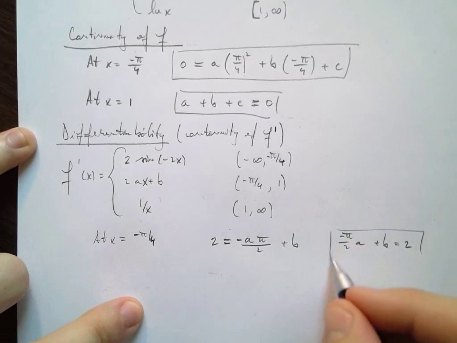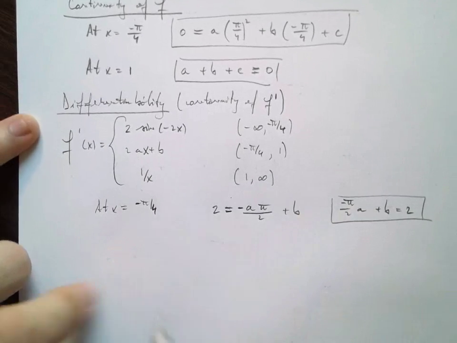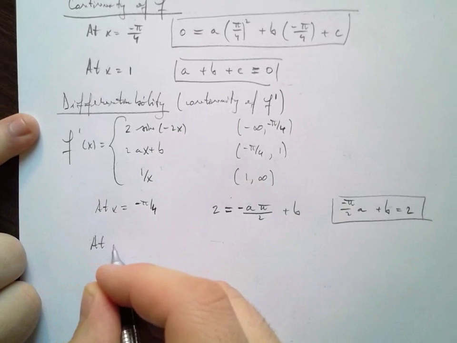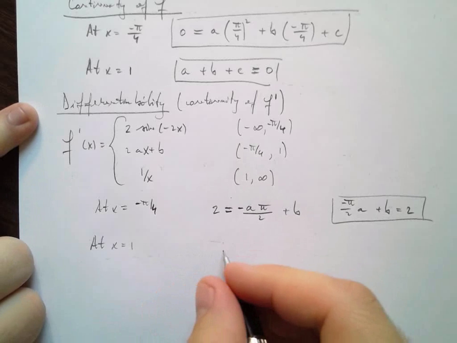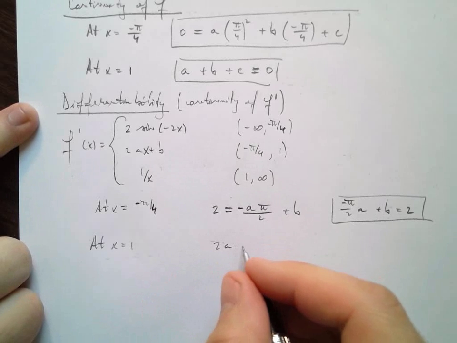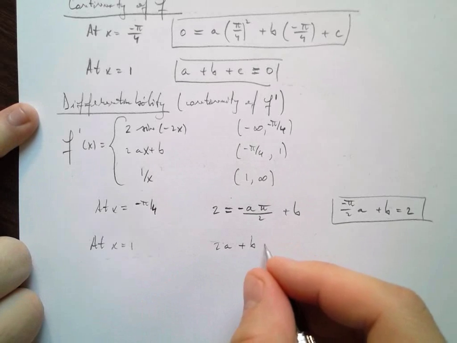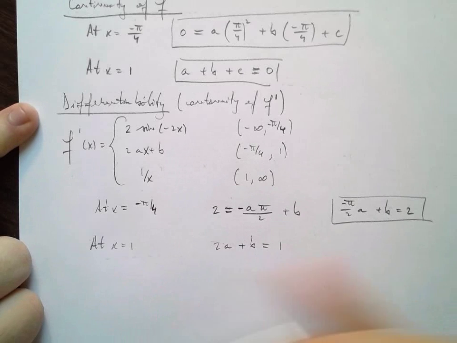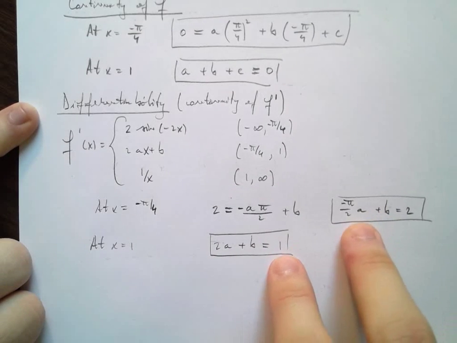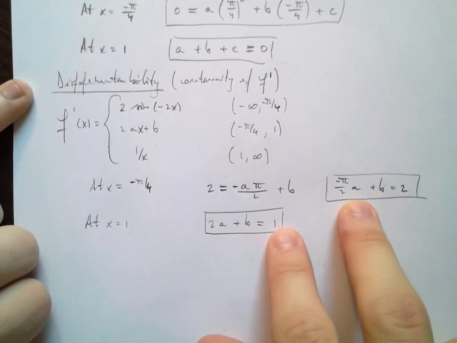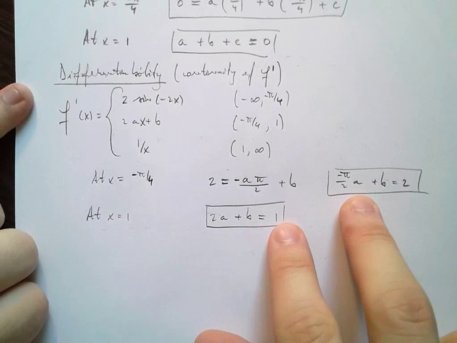So that's one equation. And now at x equals 1, which is the easier point to compute, I simply have 2a plus b equal to 1. Okay, so that's the other equation. So now let's take a look. Now I have two equations, two variables here, which means I can solve for a and b.